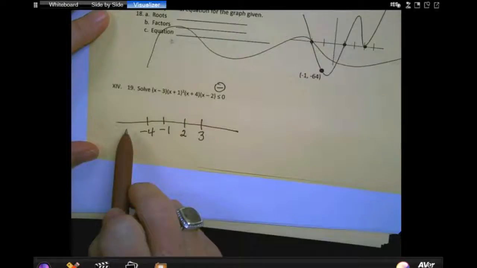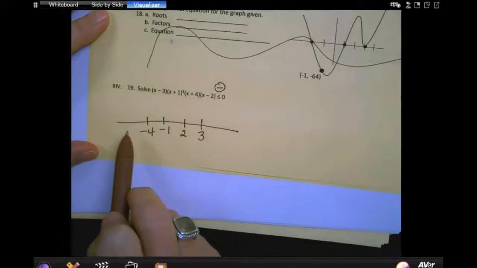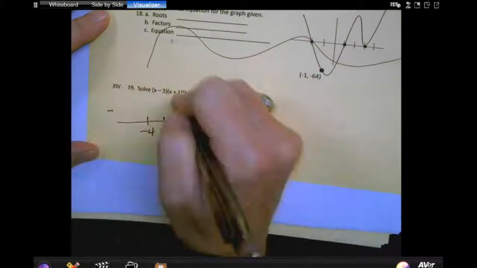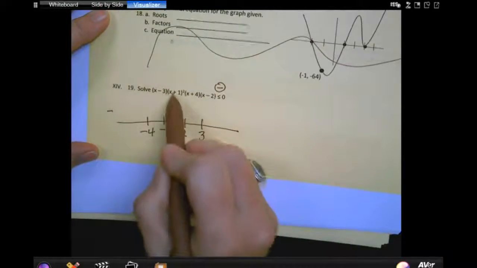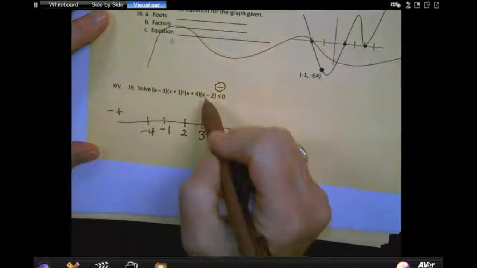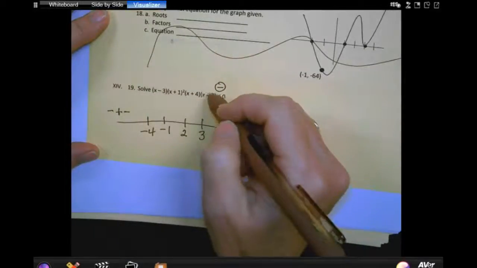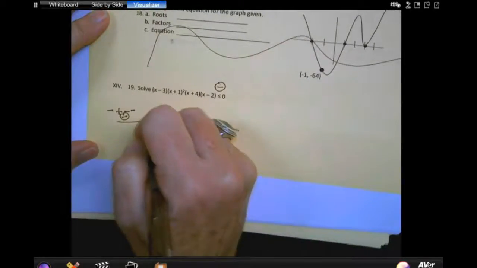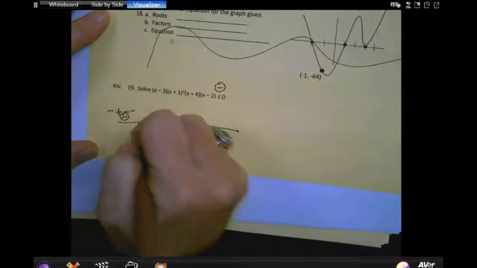Okay, so if I'm testing, I have to test a number on this side, boys. So if I test -5, if I put -5 in here, it's negative. If I put a negative in here, it's negative, but negative squared becomes positive. Negative in here is a negative, and -5 in here is also negative. So I get negative, positive, and positive, which is negative. So this is part of my answer. So it gets a solid circle, and it goes this way.